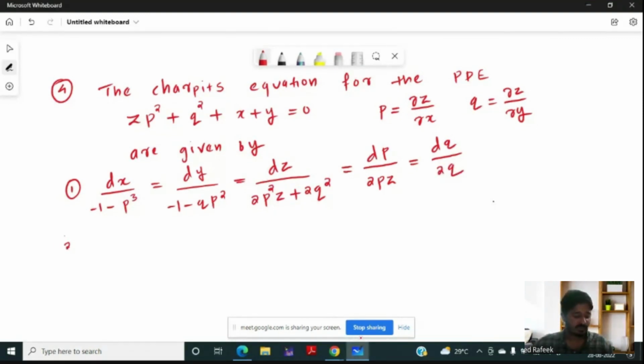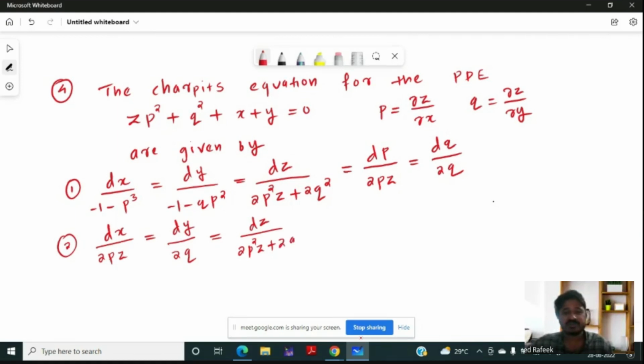Option 2: dx by 2pz, dy by 2q, dz by 2p square z plus 2q square, dp by minus 1 minus p cube, dq by minus 1 minus q p square.